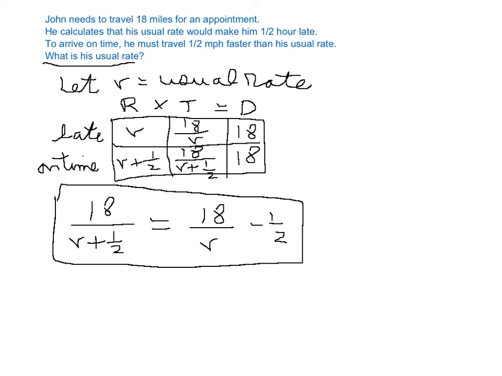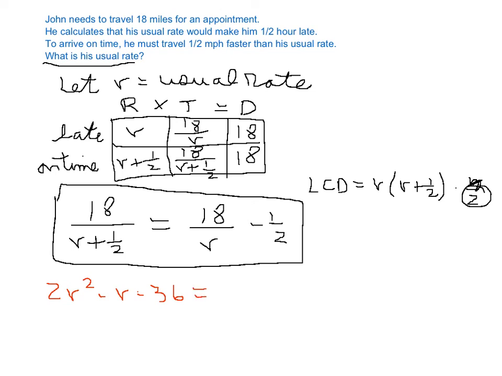Once you have an equation, you can actually use technology to solve it. But once again, we note that the LCD is R times R plus 1/2 times 1/2 times 2. Okay, so that is my LCD. And that's what I'm going to multiply everything by. So you can take some time and fill in the missing steps, but the quadratic equation you should come down to is this: 2r squared minus r minus 36 is equal to 0.